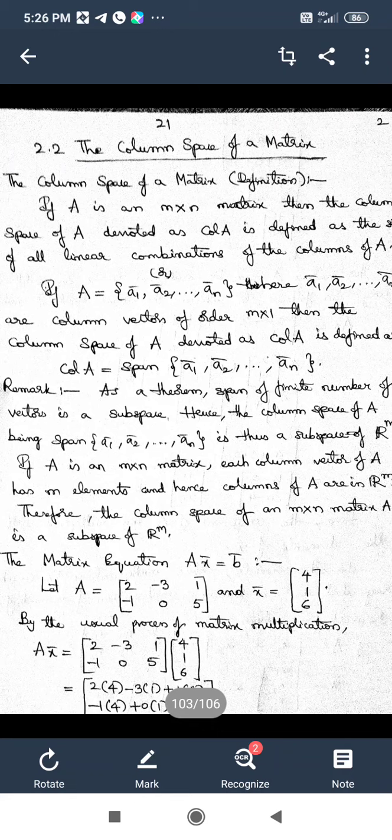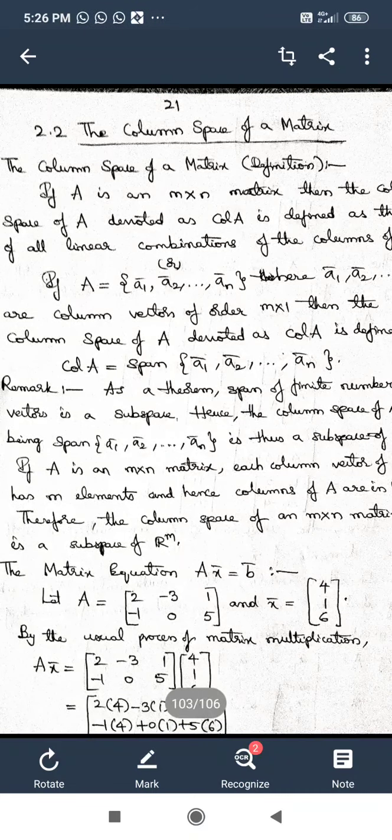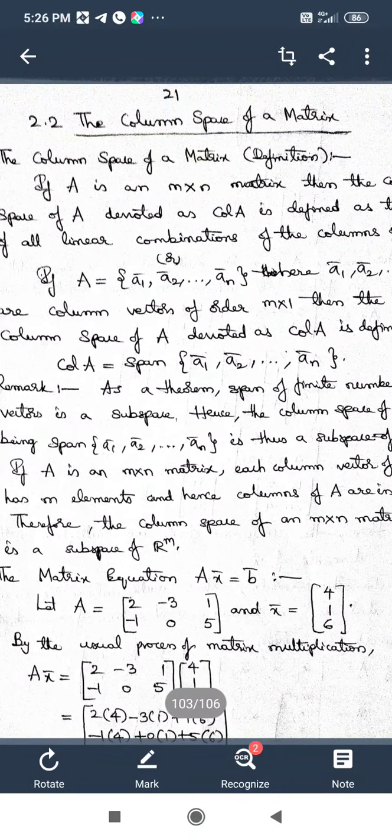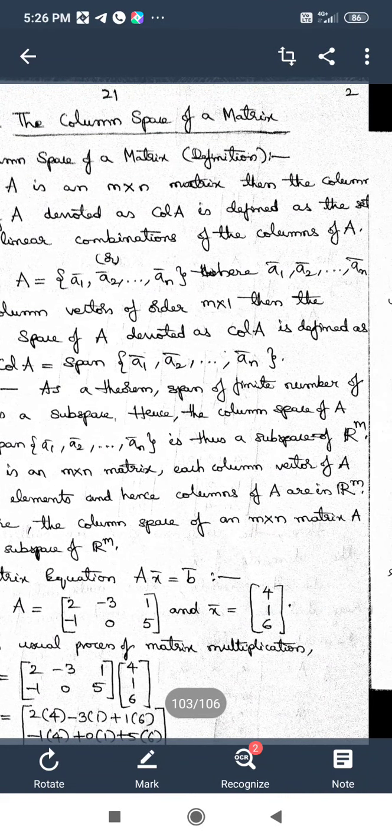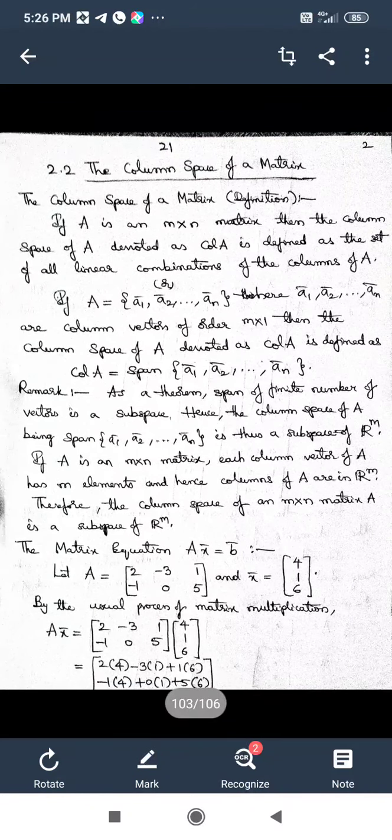So as a theorem, as I have mentioned in the remark, the span of a finite number of vectors is a subspace. Using that theorem, the column space of A, which is also the span of a1 bar, a2 bar, so on an bar, a finite number of vectors, is thus a subspace of Rm.